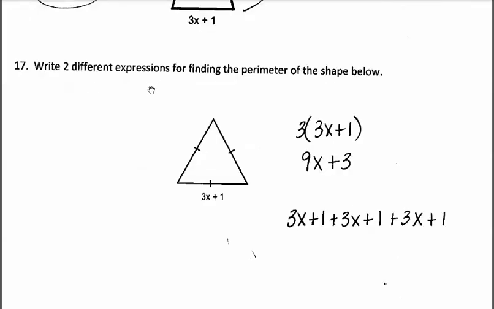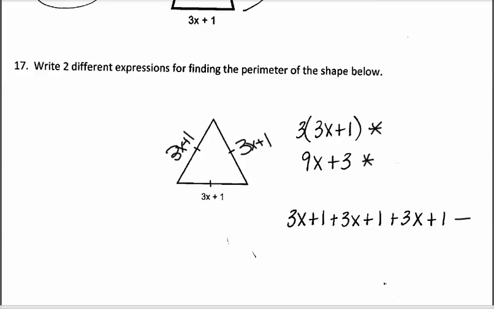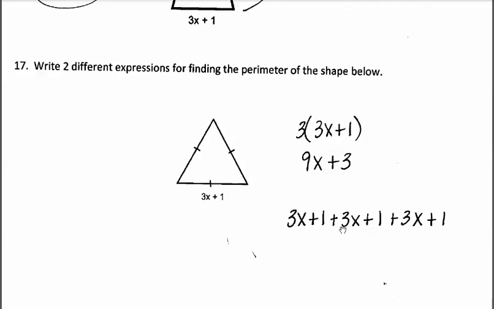On this one, they want you to write 2 different expressions for finding the perimeter. So on one hand, we know all of the side lengths are 3x plus 1. So we just write them all out. The other hand, they want you to figure out that it's the distributive property, because if I have 3 of them, then it's 3 times 3x plus 1. I would take this answer, or this answer. But remember, you need to have 2. Okay, so you get 1 point if you only have 1 of them. So make sure that you show all of your work.